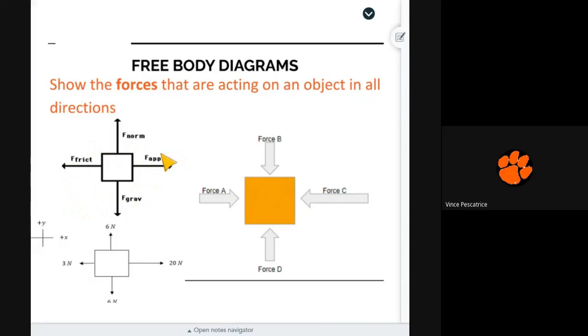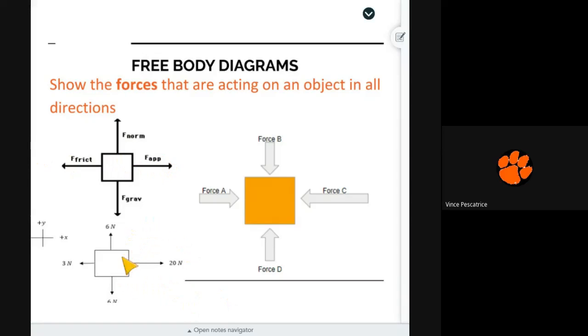You have the applied force, which is the push or pull. You have a gravitational force. You have the normal force, which opposes gravity. And you have the friction force, which opposes the push or pull. Now, it doesn't always mean that they will go in these directions. You can switch the friction and applied force back and forth, and it'll still read the same.